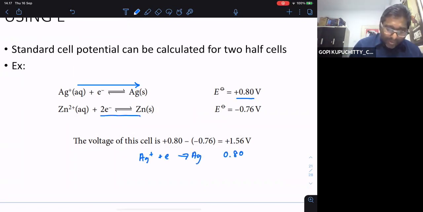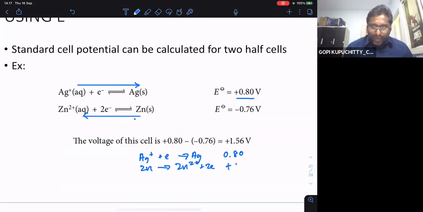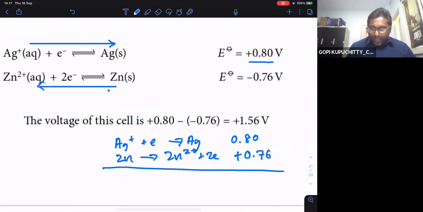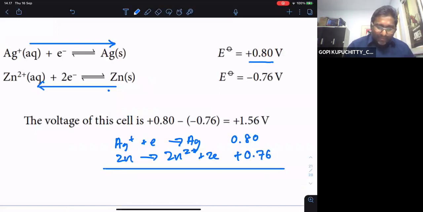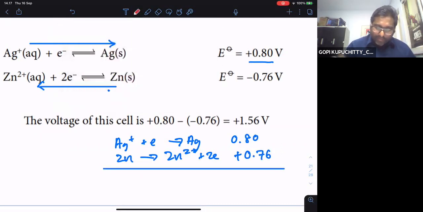So this one is more negative, so it's going to go this side. So when I write, zinc is going to change into zinc 2 plus 2 electron. So when I rewrite the equation, it's going to be the other way around. So plus 0.76. Now, when I combine this equation, I need to cancel the electron, right? Last time we learned, everything times 2, then only the 2 electron and 2 electron will cancel. Do I need to times by 2?